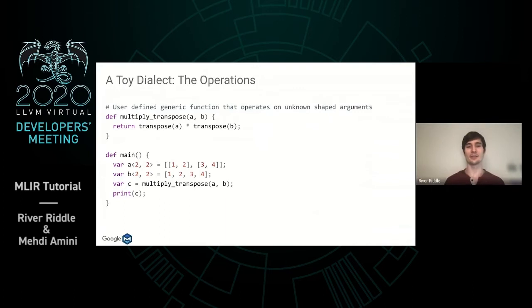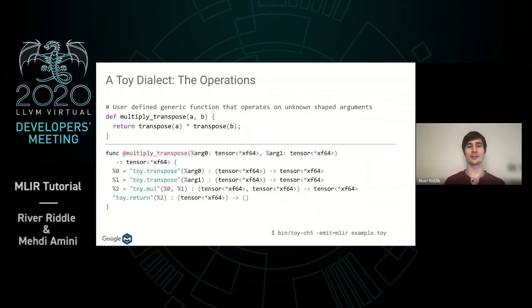And one of those is our operations. So if we take this toy example here, we have a main function, we have some variables, and then we call this generic function, which does 2 transposes and then multiplies the result, and we'll print the result. If we first take a look at this multiply transpose function, let's imagine what it would look like if we just translated it straight to an MLIR syntax without thinking about registration.